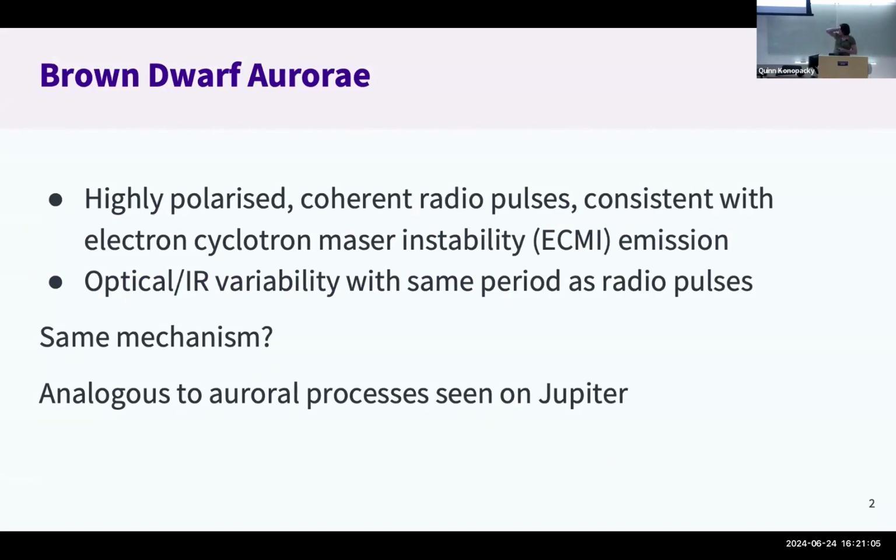Observations of brown dwarfs have revealed a subsection of these objects that display highly polarized coherent radio pulses consistent with ECMI emission. Observations have also shown these objects display optical and infrared variability with the same period as these radio pulses. It was therefore proposed that a single mechanism could explain both features: an electron beam which generates the radio emission, striking the upper atmosphere of the brown dwarf, thereby creating a surface feature responsible for the optical and infrared variability. This process is analogous to auroral processes we already see on Jupiter, albeit on much larger scales, leading to the conclusion that we're seeing brown dwarf aurorae.